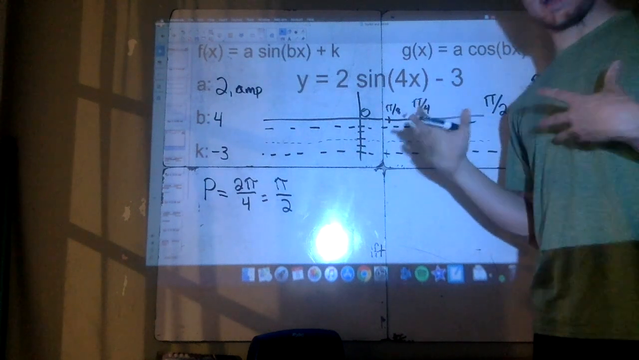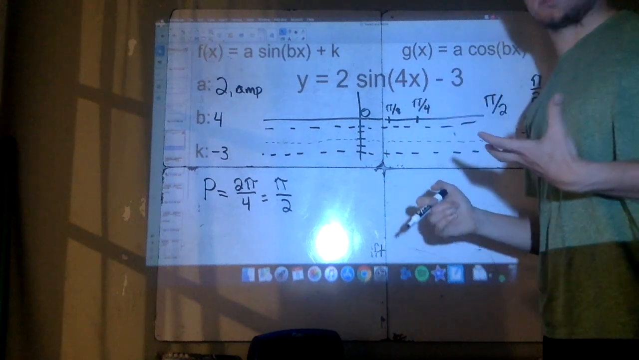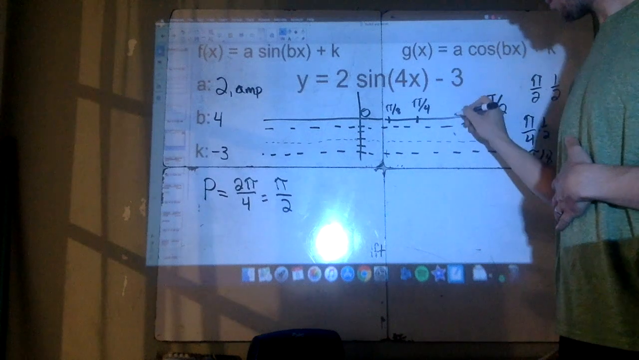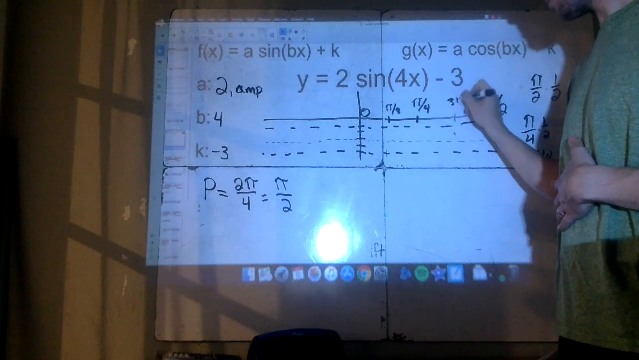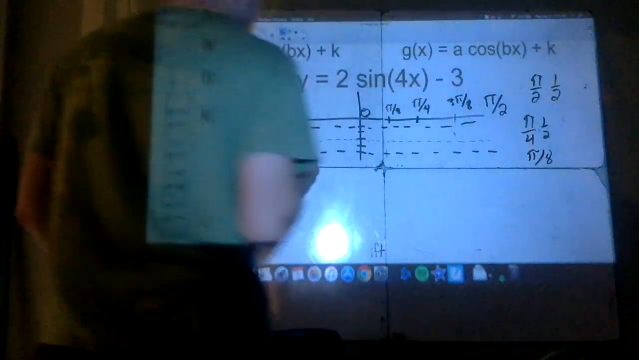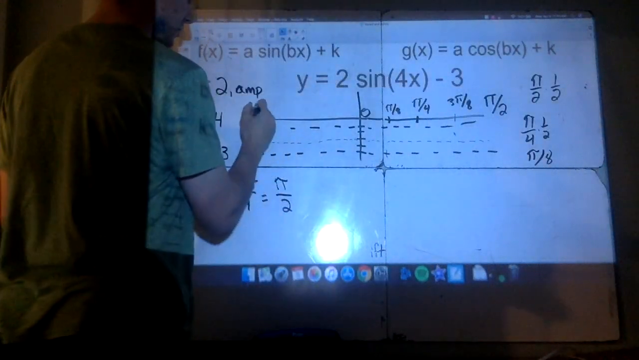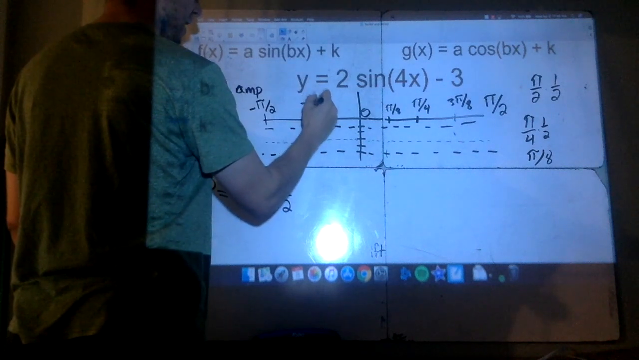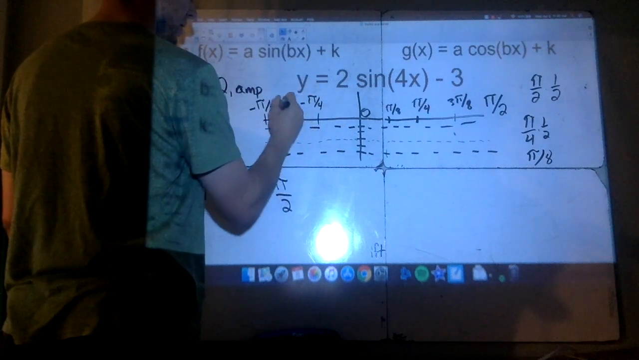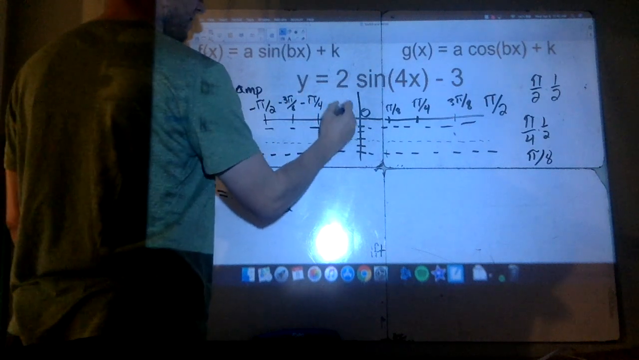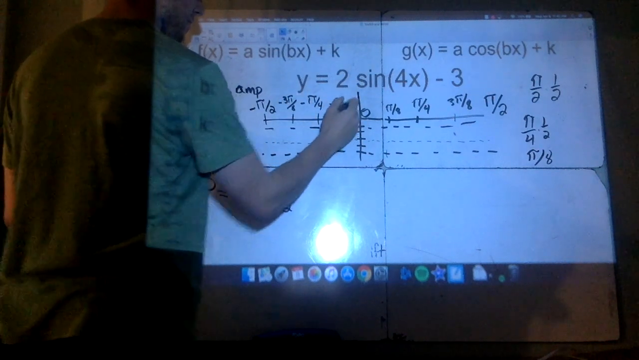And then I like to do the same counting thing I did with the unit circle, where it's 1 pi over 8, 2 pi over 8, and we're going to label this 3 pi over 8. And we can reflect that into negatives, which is a nice shortcut. So negative pi over 2, negative pi over 4, negative 3 pi over 8, and negative pi over 8.